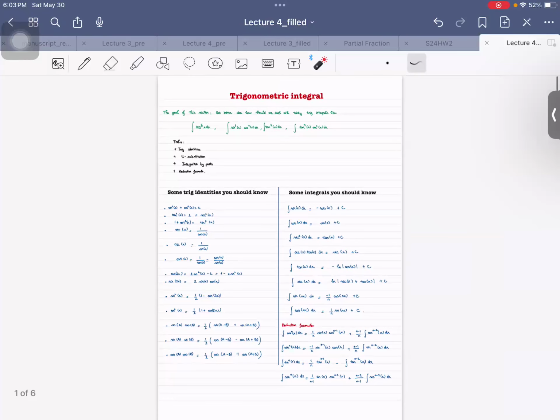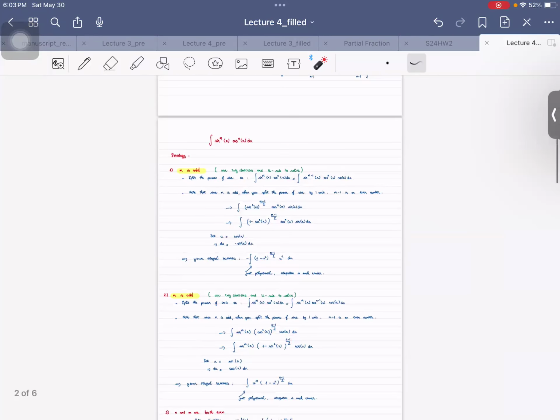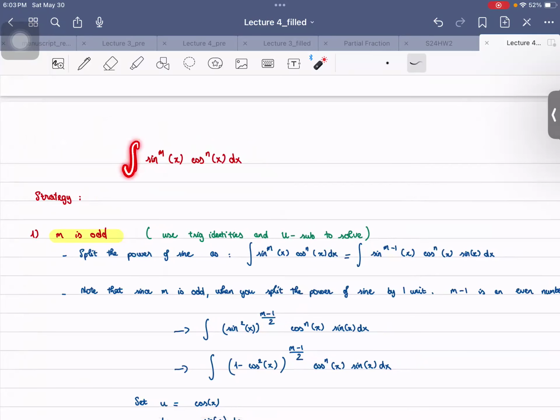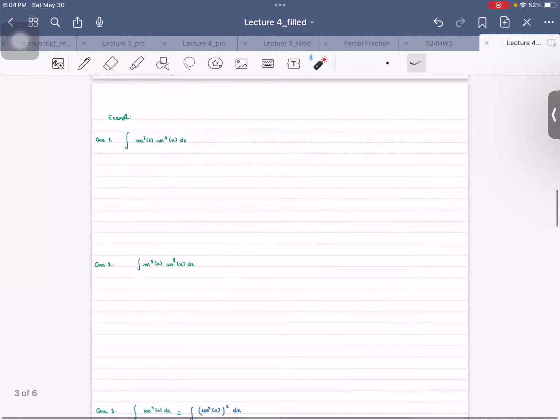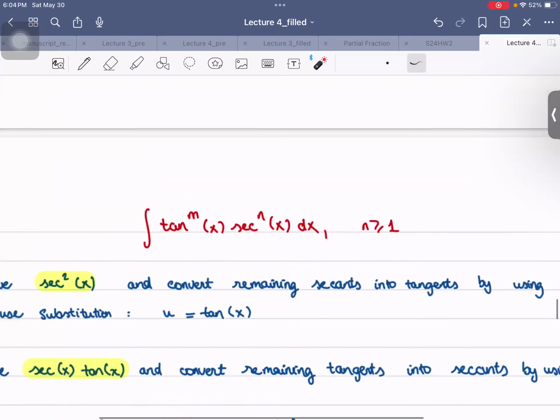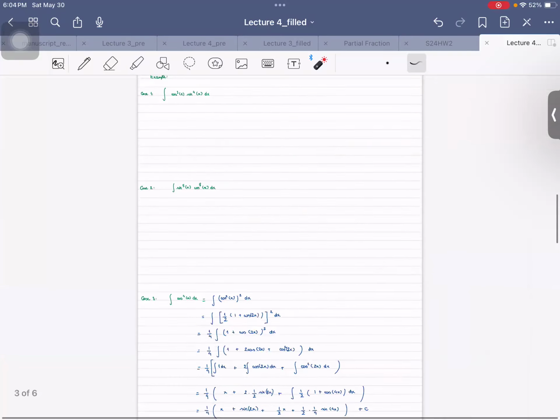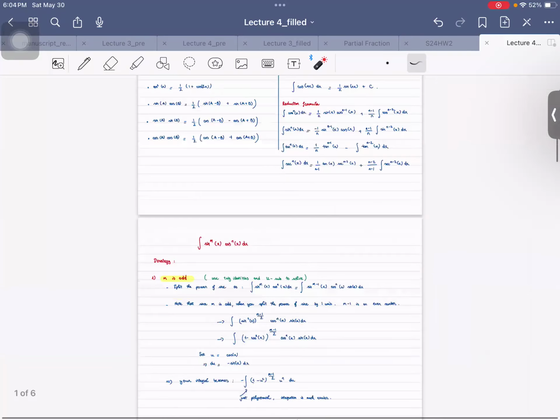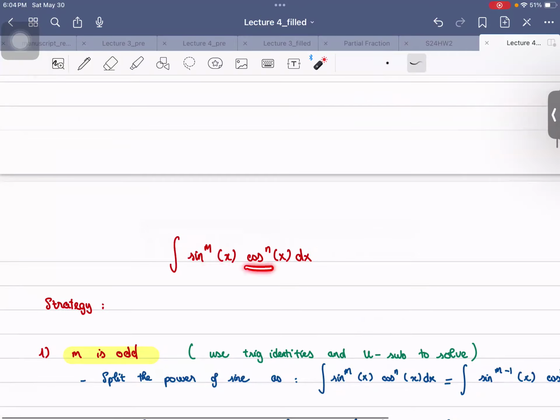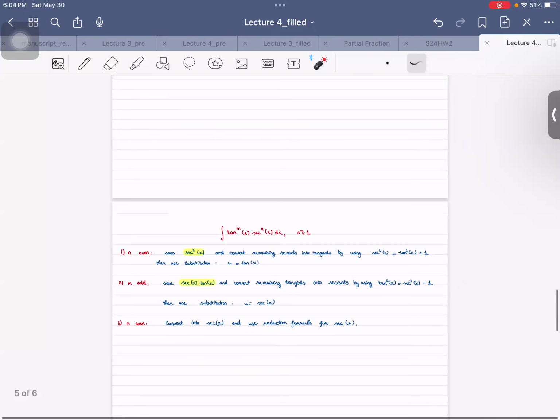Okay, so there are two main things for this mini lecture. We will deal with two types of special integrals. The first type is the integral that contains sine and cosine to the power of something. The second type is the integral that contains tangent and secant to the power of something. In this video, I will mainly focus on the integrals of sine and cosine, and in the next video, we will work with the integrals that contain tangent and secant.